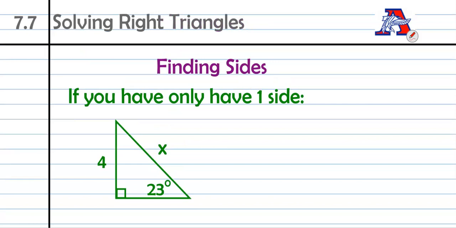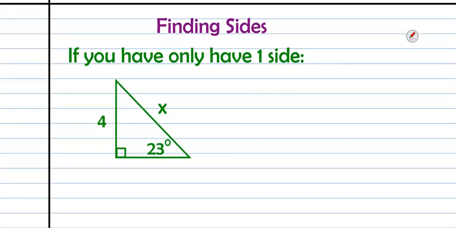All right. Now, trigonometry comes into play if you only have one side. So we have 4. That's our one and only side. We don't have the hypotenuse. We don't have the adjacent side. So at that point, our only tool that we could use is trigonometry.